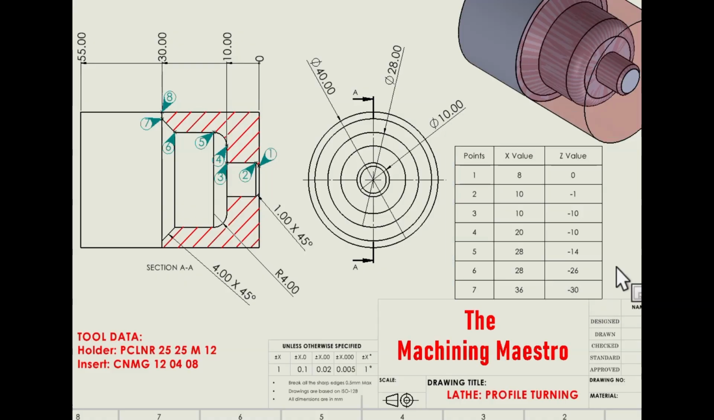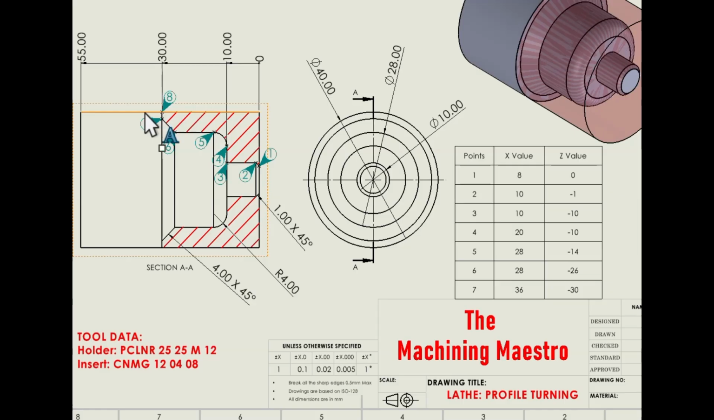Similarly, point number 8 is not required because the raw material size is already given as 40. So we are going to start the operation from diameter 40. Even if you mention the point number 8 value, no problem, you can provide it. But even if you do not give it, also no problem, because we are starting the machining from diameter 40.